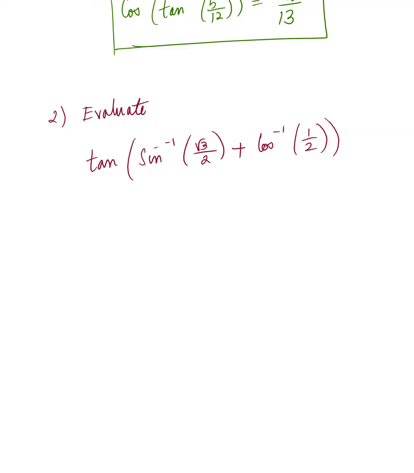What you can do is look at sine inverse of root 3 over 2, and sine inverse has the restriction that this answer for sine inverse of root 3 over 2, this angle must be between, so again, let's call this angle alpha. This angle must lie between negative pi over 2 to pi over 2. And here, this one is also going to be an angle because it's cosine inverse of a coordinate. And this angle has restriction. And let's call this angle beta. This has to be between 0 and pi.